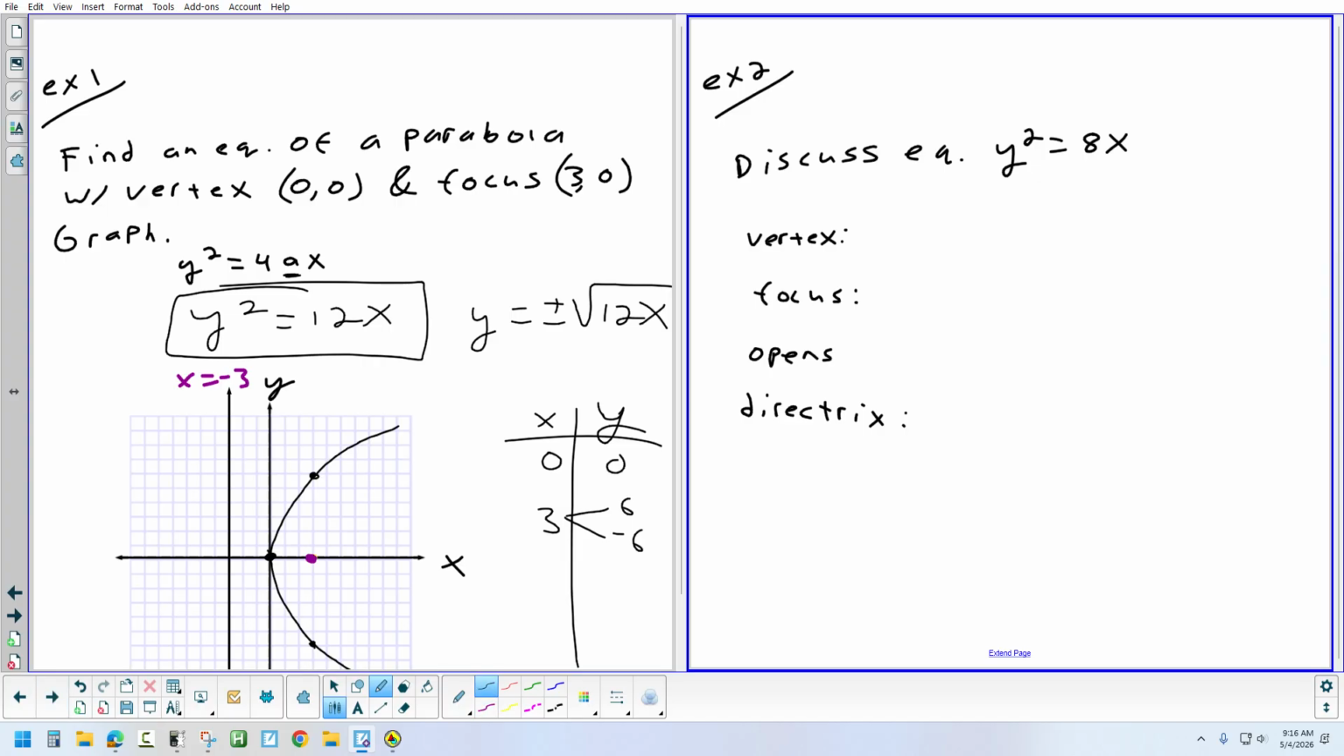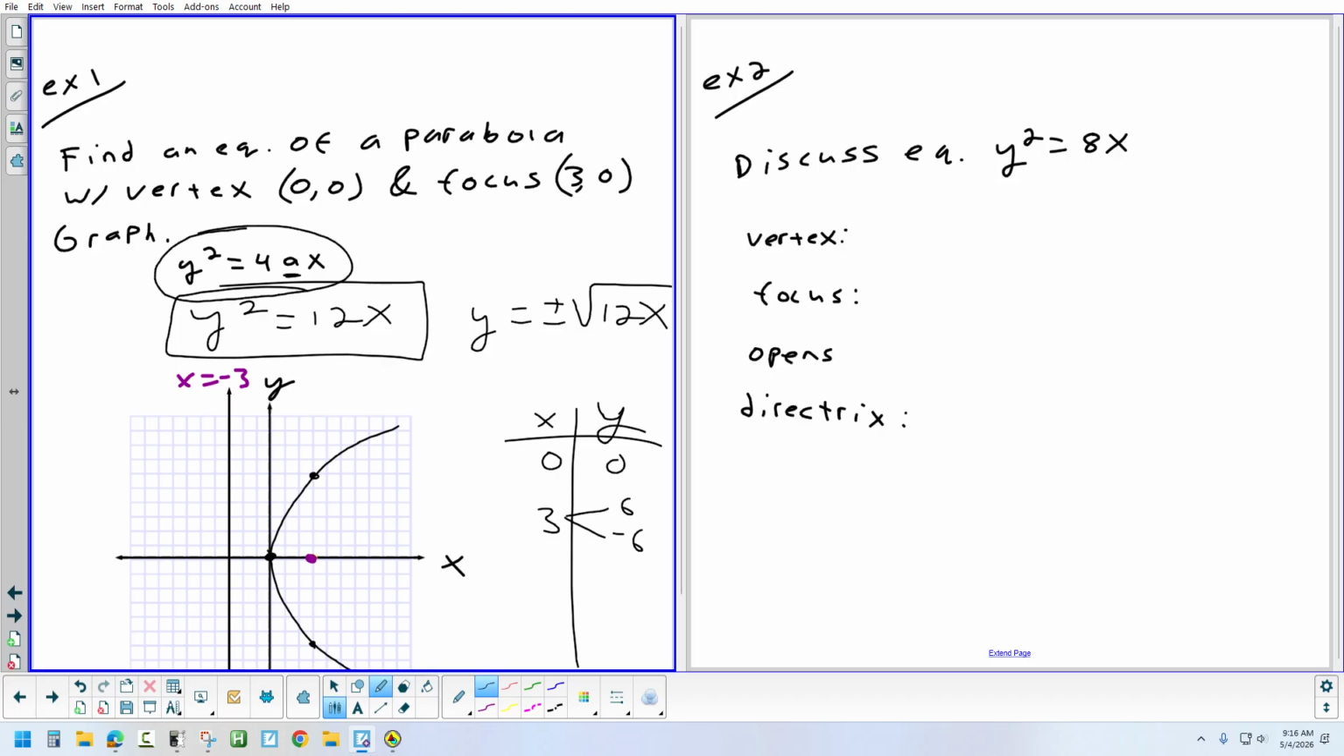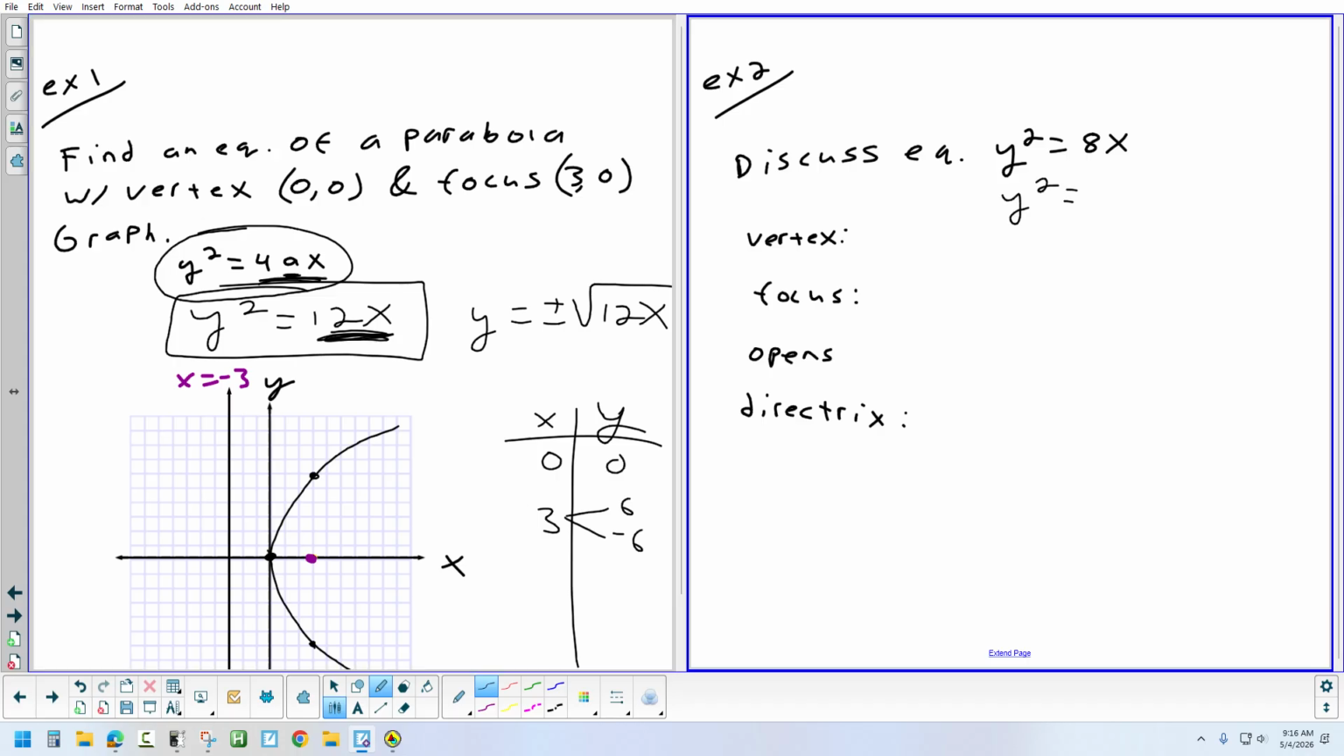Okay. First thing you have to do is rewrite that equation in this format. Because until we do that, we don't have a clearly written. It's like a's been multiplied out. We need to change it back to that. How would we rewrite the 8x so it looks like 4ax?